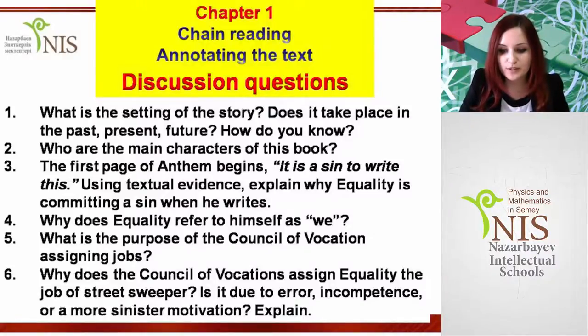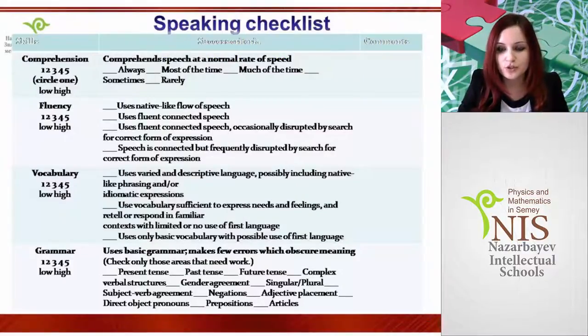What is the purpose of the Council of Vocation assigning jobs? Why does the Council of Vocation assign Equality the job of street sweeper? Is it due to error, incompetence, or a more sinister motivation? You have to explain. When I am going to listen to your answer, I am going to check your speaking on four criteria: comprehension, fluency, vocabulary, and grammar.